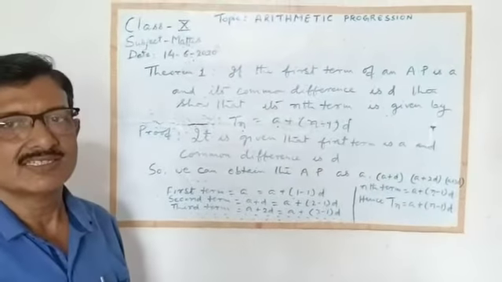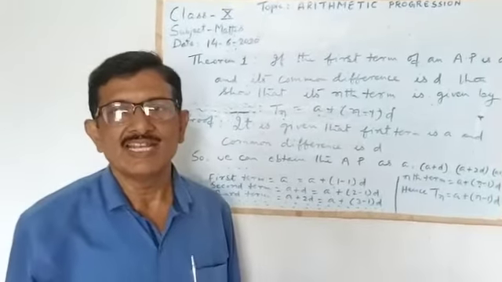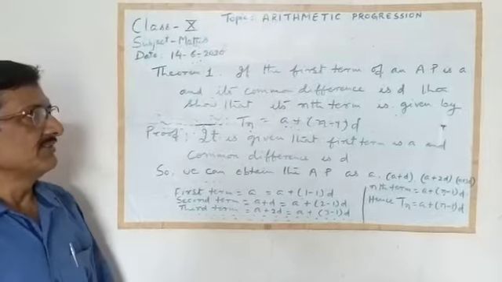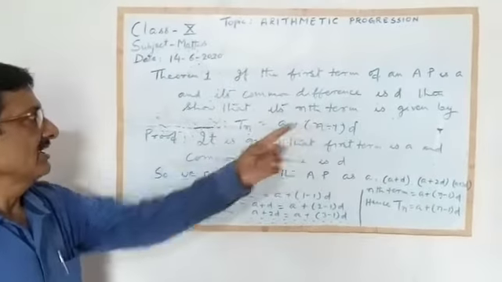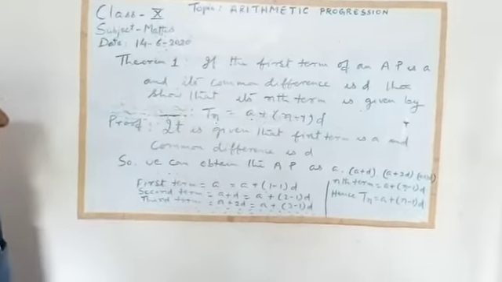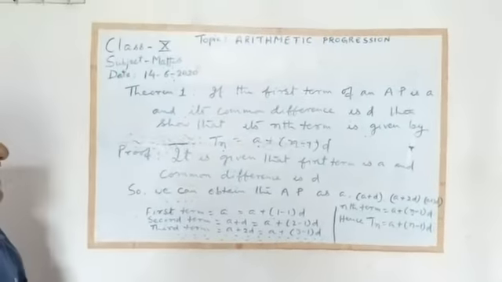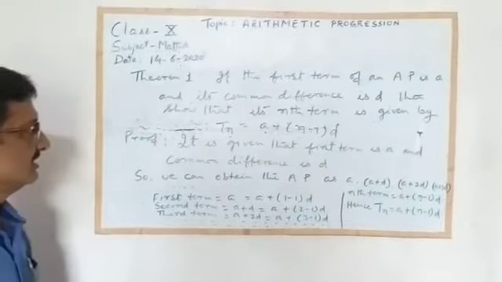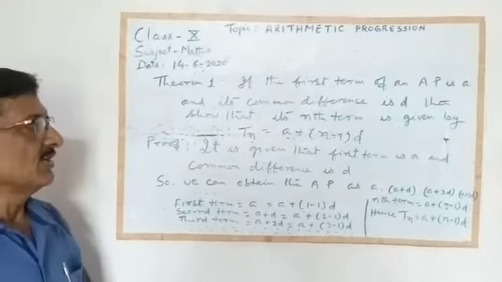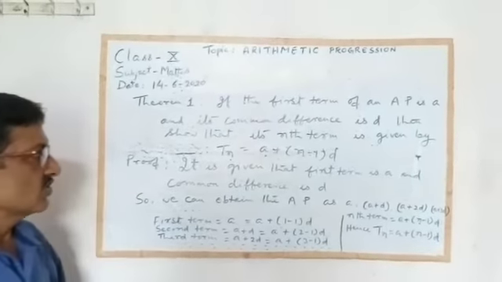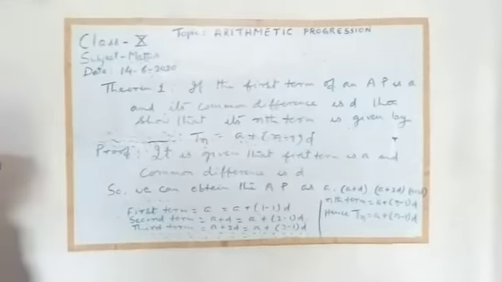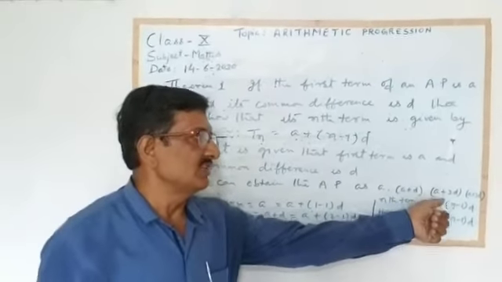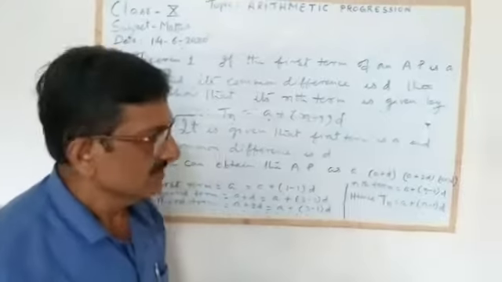Now we are going to discuss how to get the general term of an AP. For this, a theorem is given. If the first term of an AP is A and its common difference is D, then the nth term is given by Tn equal to A plus n minus 1 into D. Here the first term of the given AP is A and its common difference is D. So we can obtain the AP as A, A plus D, A plus 2D, A plus 3D and so on.